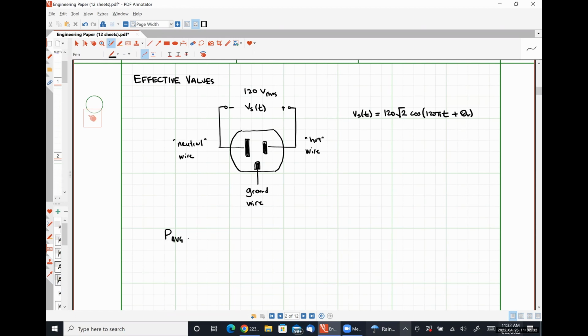The average power delivered by a DC voltage to a resistor would be the voltage drop across the resistor, which I'm going to call V effective, squared, divided by the resistor value itself. Okay. So this is our equation for DC power delivered to a resistor by a voltage.